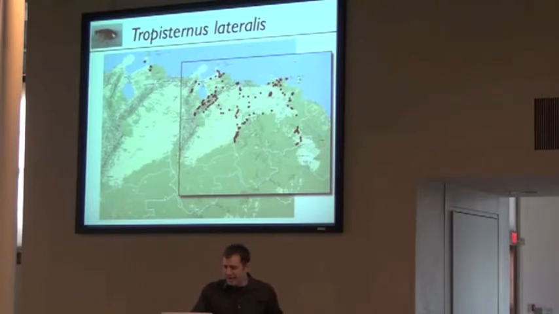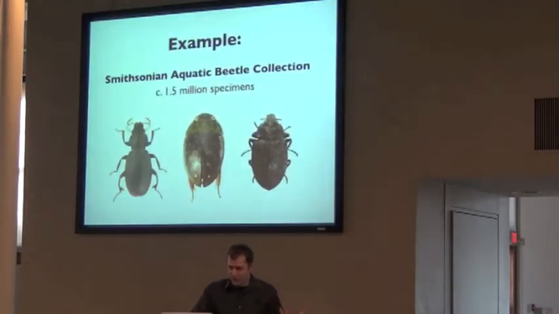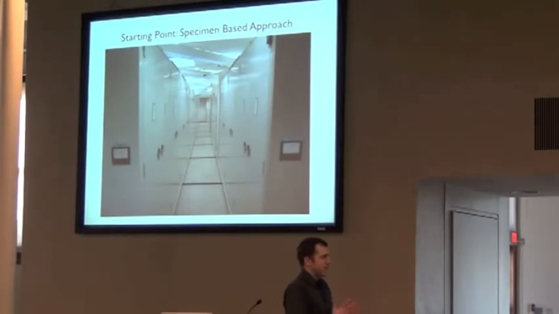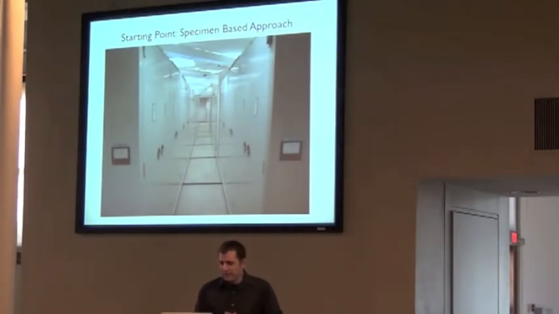So how does this actually translate into workflows, and why is it more efficient that way, aside from the scientific standpoint? The example I'm going to show is the aquatic beetle collection of the Smithsonian, about 1.5 million specimens, the largest in the world, and very intimidating. If you were to start from a specimen-based approach, it would be massive. So instead, we did something different. There was a unique set of circumstances that allowed us to try this: probably more than half of that 1.5 million specimens were generated by one or a handful of collectors over the last 60 years.